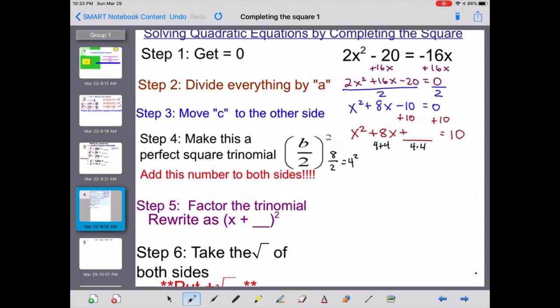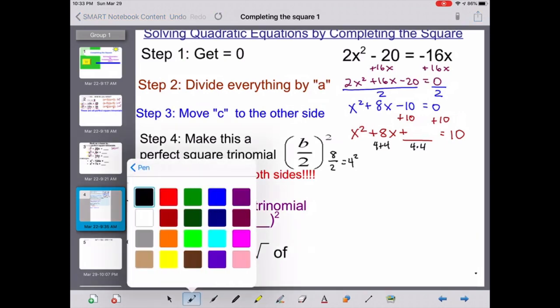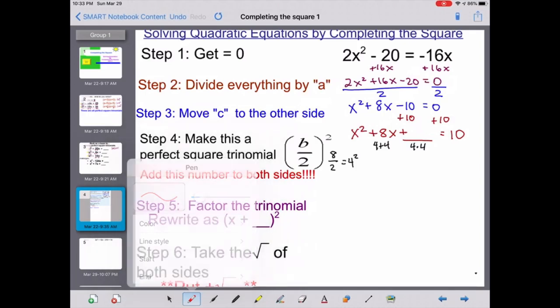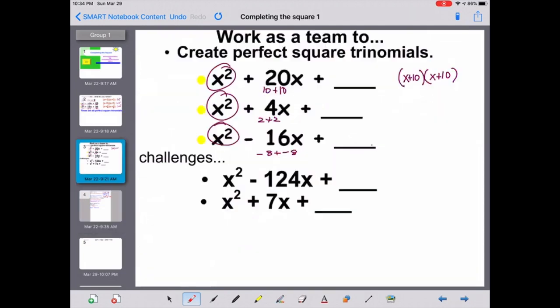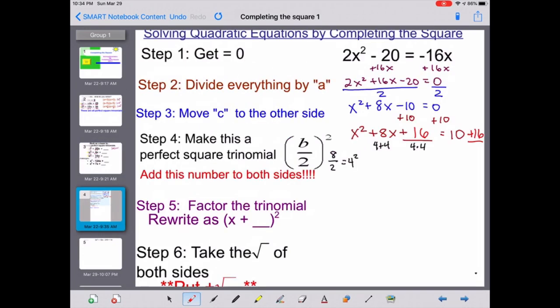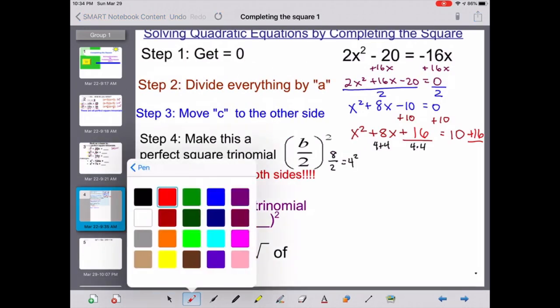We're going to add that number 16 to both sides of the equal sign. So I'm going to add 16 to both sides of the equal sign. Because remember, if you do something to one side, you have to do the same thing to the other. Okay, so now my next step, so I added it to both sides, is I'm going to factor this. But what's awesome is that we know, just like here, it's going to be the same thing twice. It's really easy. It's just whatever that number was. So the factoring part's always the easy part in this problem.